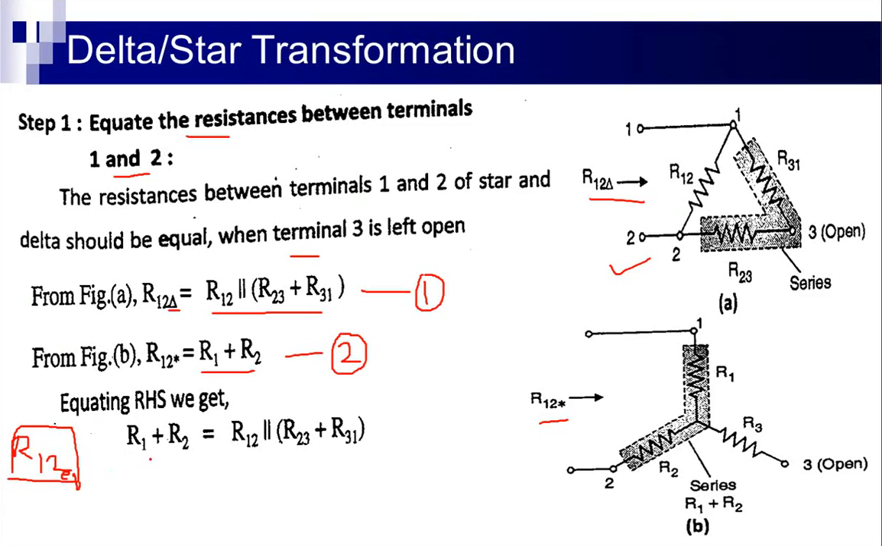We have equated the RHS of equations 1 and 2 to find out the equivalent value of R12. So equating the RHS side, R1 plus R2 is equal to R12 parallel to R23 plus R31. This is equation number 3. So either you can solve this equation at this stage only, or you can solve it at a later stage.